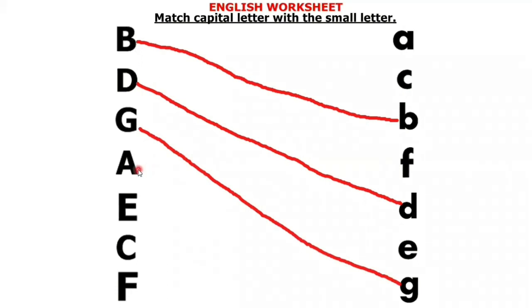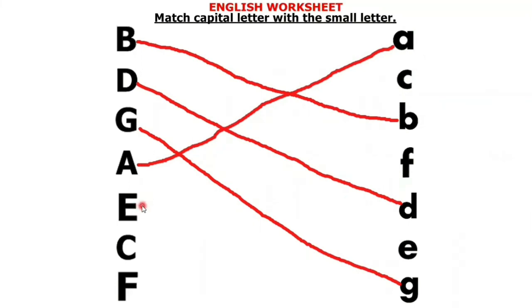Here the next letter is capital A. Now we have to find where is small a in this side. Let us find. This is small a. Here small a is there. Let us match capital A with its small a. We are going to match capital A with its small a. Done. Next.